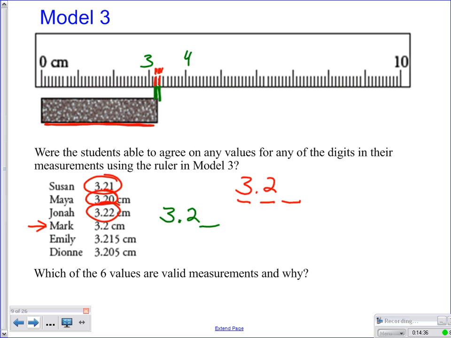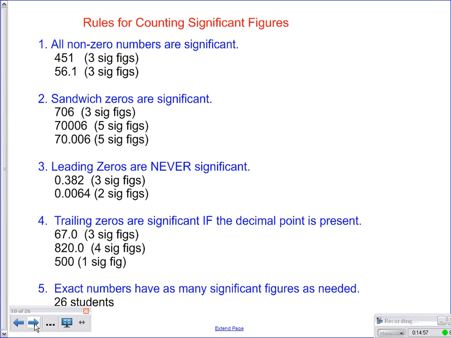And then Emily and Dion, they are also trying to take it out to too many significant figures. This piece of equipment does not allow that much precision, so it's false precision. You're reporting something that is false because you don't know to that degree of precision what it is. Okay, so that's what we just answered there.